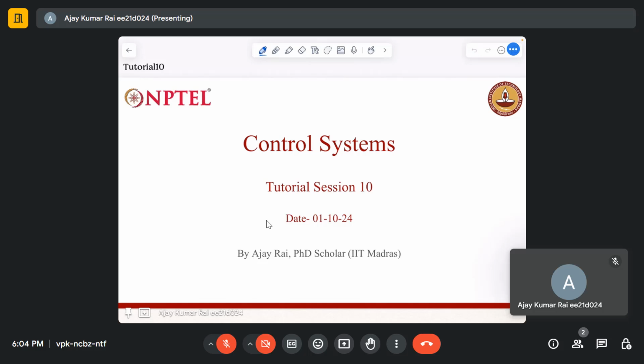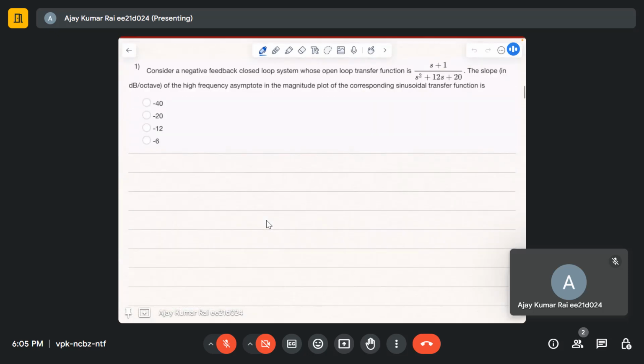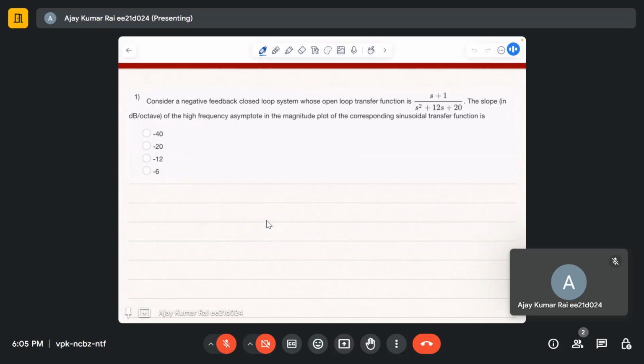I'm going to do a few questions. These are assignment questions for week 10. There are a total of 15 questions, and I'm going to cover a solution for each of them. So this is the first question.